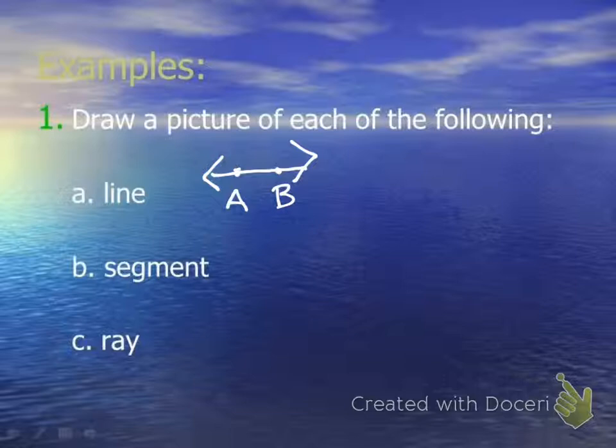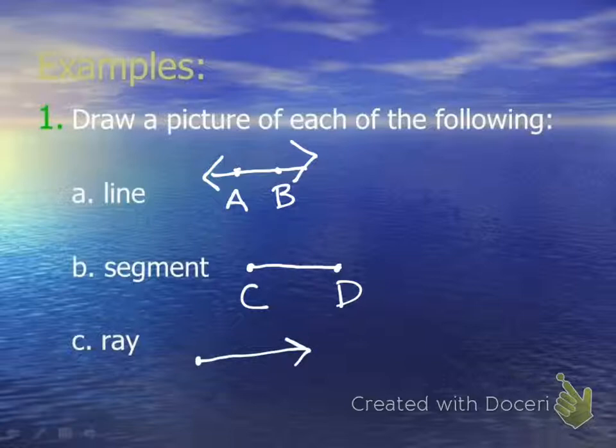What about a segment? How is that going to be different? Just points on the ends. Good. That's a segment. And finally, a ray. How's a ray different? It has an arrow on one side. One side has an arrow. Good. So I can call this E, F. Good.